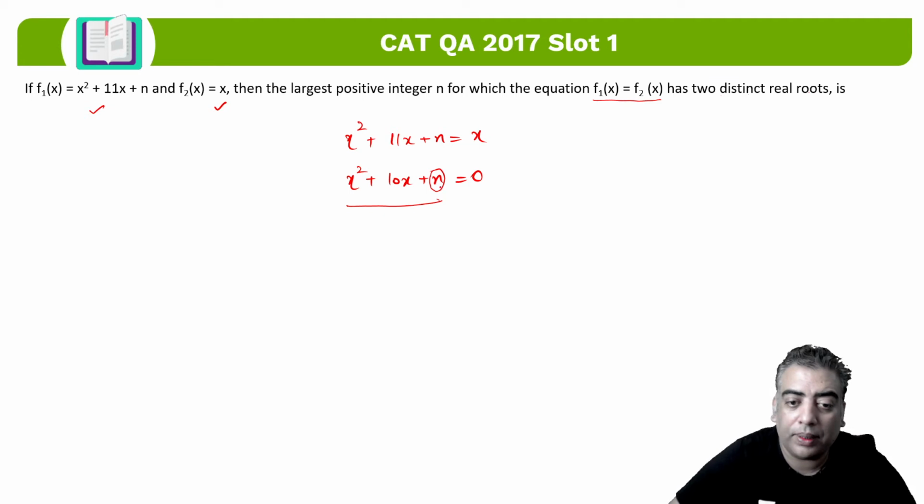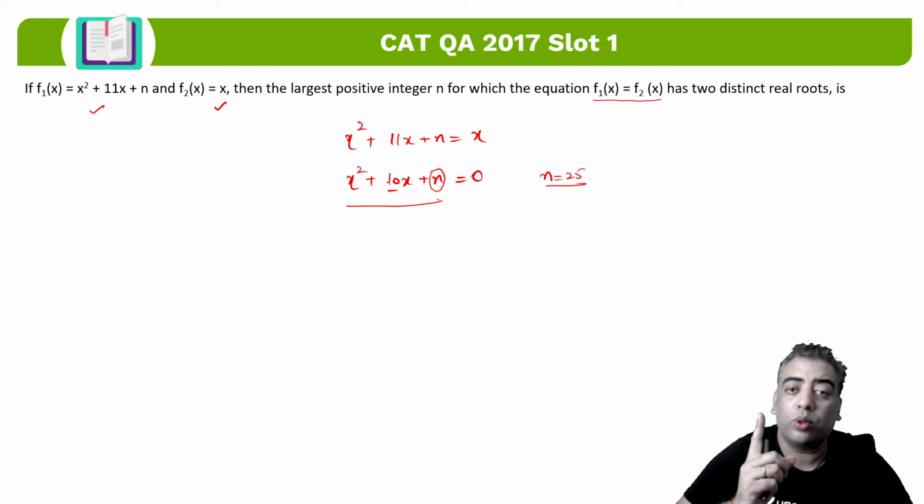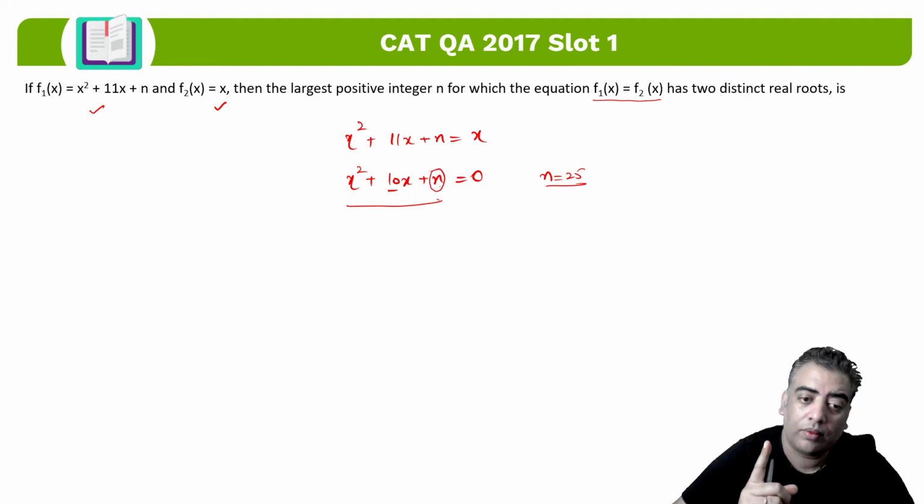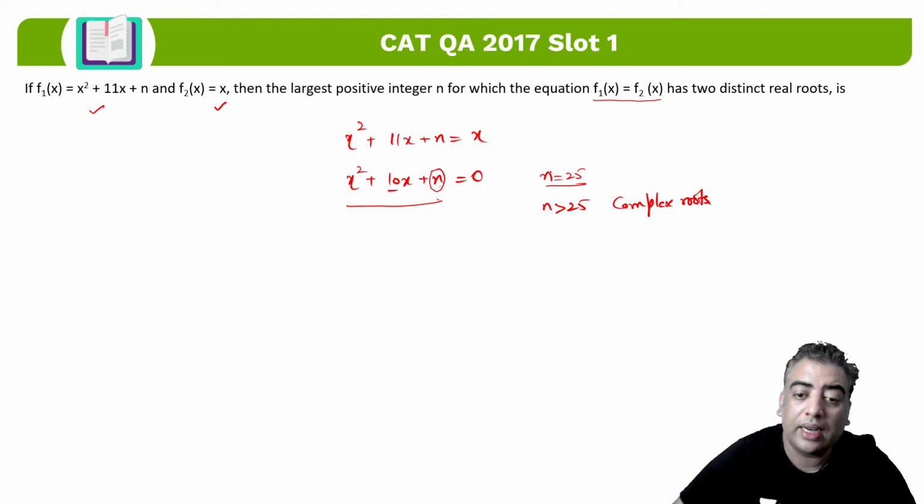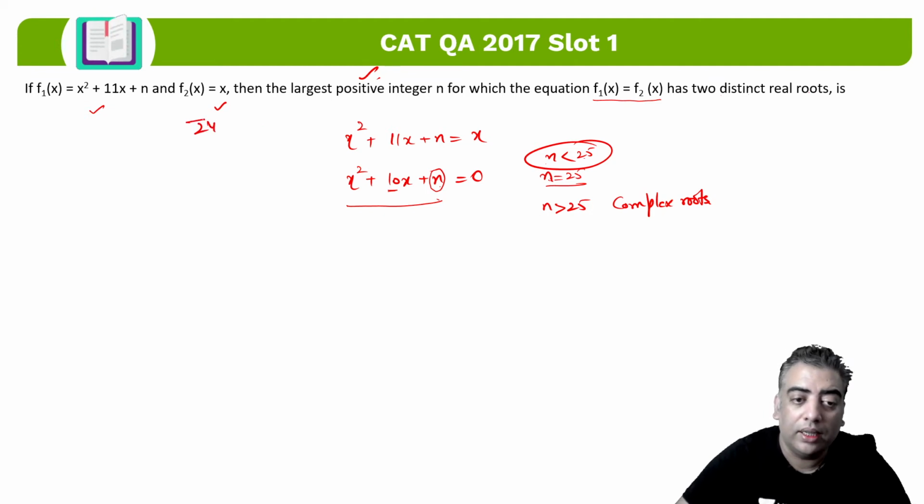So this perfect square will be formed when the value of n is equivalent to the square of half the coefficient of x. So half of 10 is 5, 5 square is 25. When n is 25, in that case it will be a perfect square, so you will get only one solution. And if the value of n becomes greater than 25, you will be getting complex roots. So what does it mean? It means that the value of n should be less than 25. So the largest positive integer smaller than 25 is 24, which is the required answer in this case.